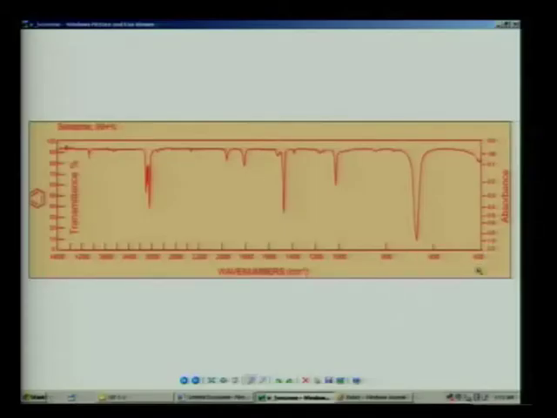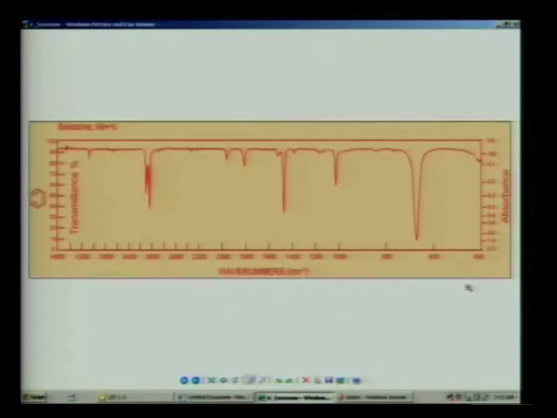This is the smallest, 400 centimeter inverse. You will not be able to read these numbers, so let me give you the numbers. This end is 400 centimeter inverse, and this end is 4600 centimeter inverse, and in between you see the scales 400, 800, 1200, 1600 and so on.